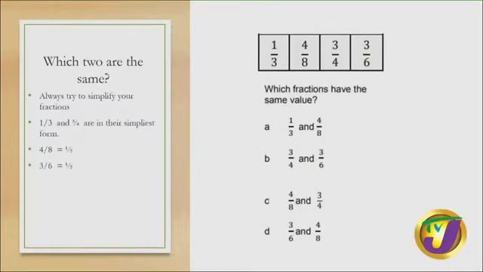3/6, factoring out 3, becomes a half. So right there you can see that 4/8 and 3/6 are equivalent. They both represent a half.